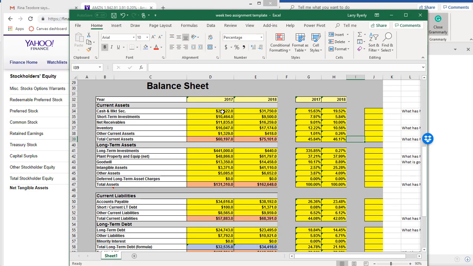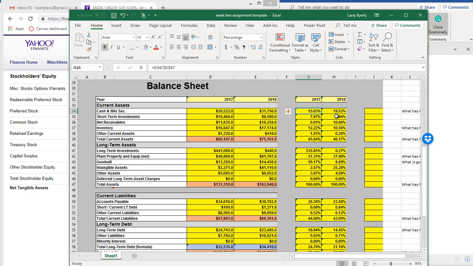What percentage of assets is cash? It's important to know the cash position of the company. And again, you can see here that in 17, it was 15.63%, and in 2018, it was 19.5%. What this means is the company now has more cash on hand.